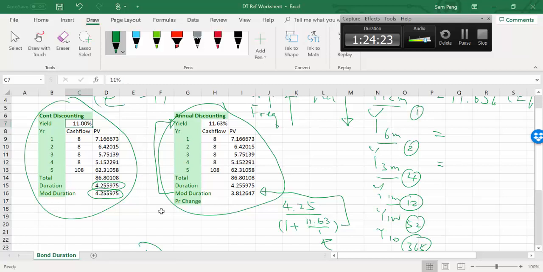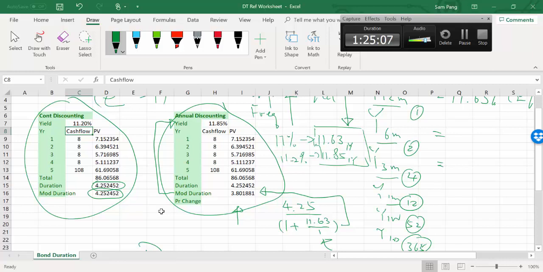Now, when it's 11% continuous compounding, that is equivalent to 11.63 on an annual basis, but 11.2 continuous compounding is equal to 11.85. So when the continuous compounding yield goes up 20 basis points, the annual yield actually goes up 25 basis points, okay?